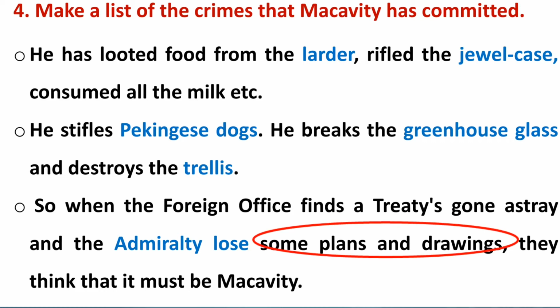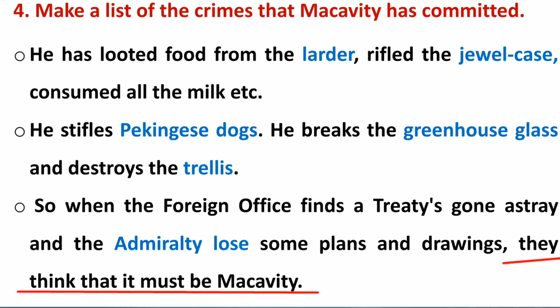You know very well the importance of the maps which we keep in the naval administration. Some very important plans and drawings were also taken by Mccavity. So they think that it must be Mccavity only, the person who has done everything.